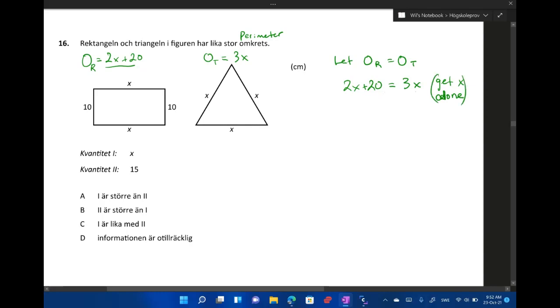So I have 3x here, it's all alone. So let's bring 2x over there. We're going to subtract 2x from both sides. 2x minus 2x is 0. So we have 20 is equal to 1x. Well, we know what x is equal to now. x is equal to 20. So therefore, it's pretty clear now x is bigger than 15. So we can say quantity 1 is bigger than quantity 2. Answer's A.